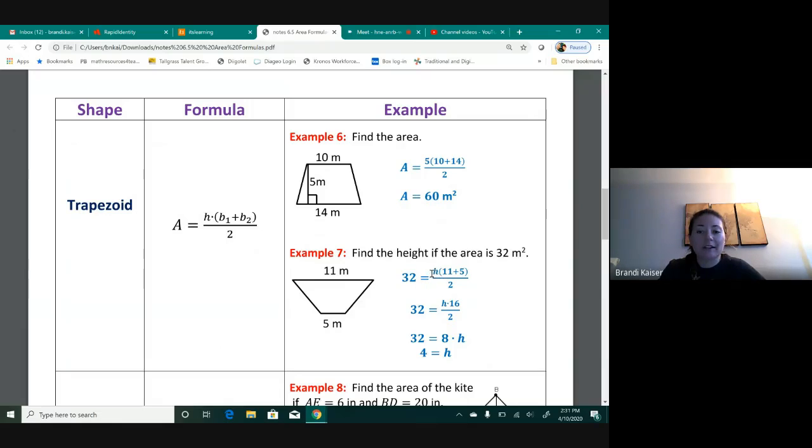H, well, that's the thing we're trying to find, so it has to stay H. And then 11 plus 5, because 11 is the top and 5 is the bottom base, so we add those two, and then divide by 2, that's always part of the formula. So if we have 11 plus 5, that's 16, and that's going to be 16 times H on top.